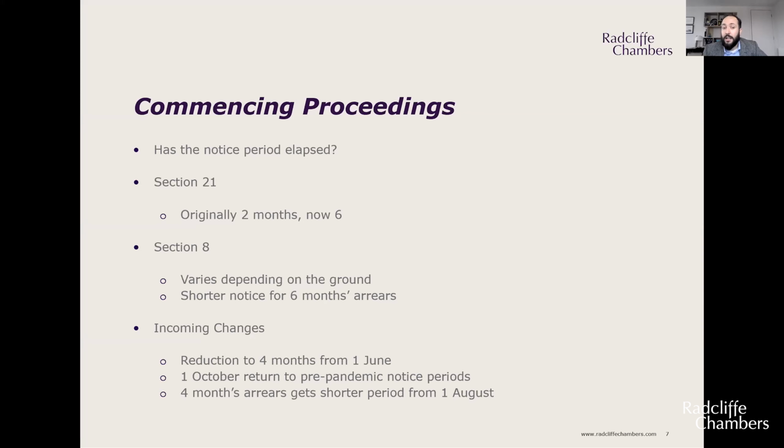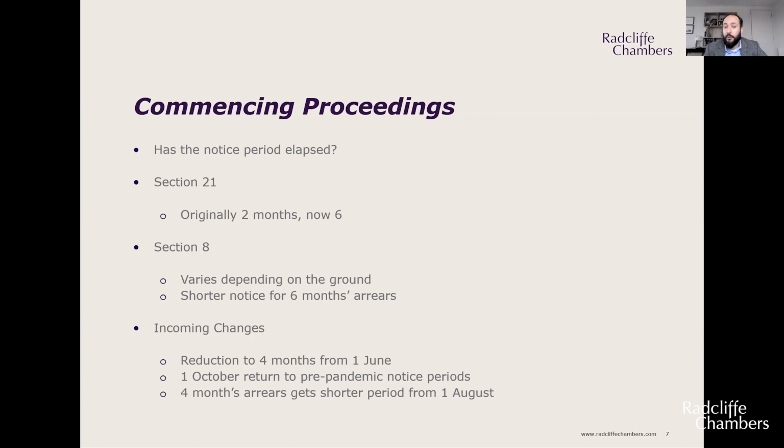The intention is that, subject to the government's roadmap for easing restrictions and obviously the situation in relation to the coronavirus and these variants that are out there, on the 1st of October, we will return to the pre-pandemic notice periods, so the 2 months under Section 21.